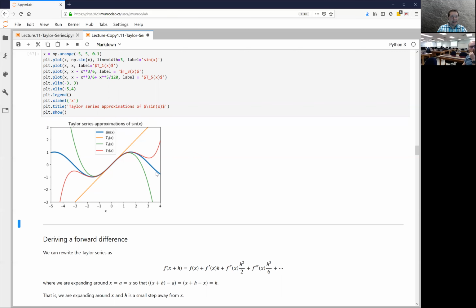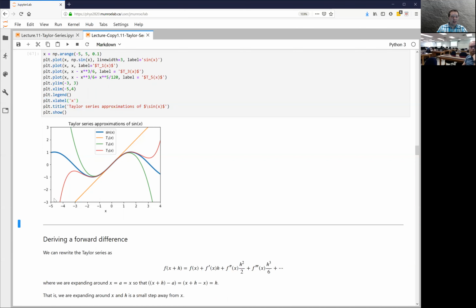T1 of x is the linear approximation, a line going through the point x equals 0 that has the same slope and same intercept as the sine function. And you can see that if x is small, it actually is approximating sine fairly well. If we went up to the third order, this green line is the best cubic, that is something with x's and x cubes that approximates a sine function. It works a little bit further for a little bit longer range than T1 of x.